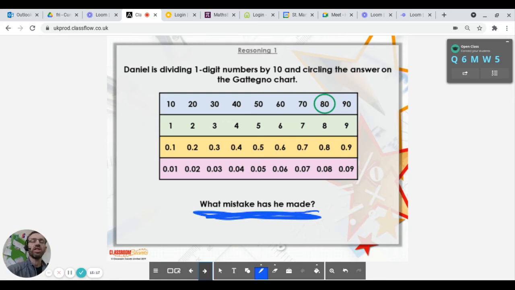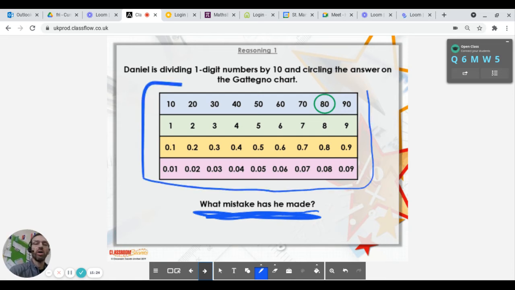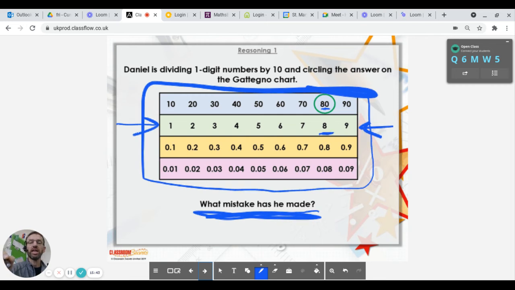If he's dividing one-digit numbers, where are the one-digit numbers? Look at this chart. Whereabouts are the one-digit numbers? You see them? Yeah, they're all here. They're all in the green line here. These are the one-digit numbers. So we've got to start there somewhere. Now he circled 80. So if he's starting with one-digit numbers, he's probably going to start with the 8.